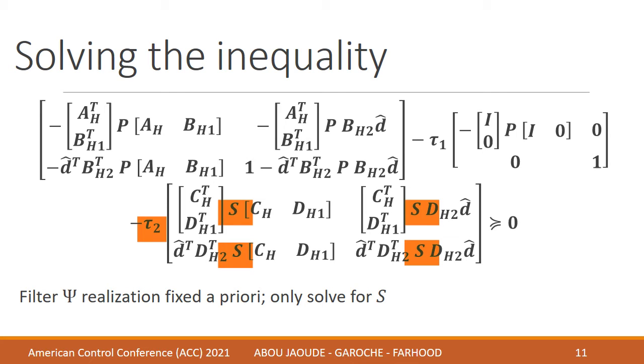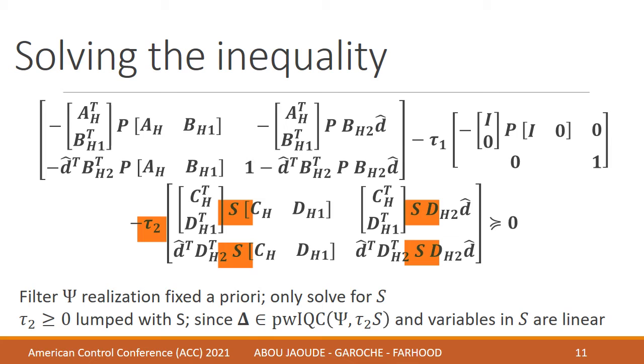Thus, the variable tau2 is lumped with the variables in S. This is possible since the variables in S appear linearly and since delta also satisfies the pointwise IQC defined by Psi and tau2S for all tau2 non-negative.